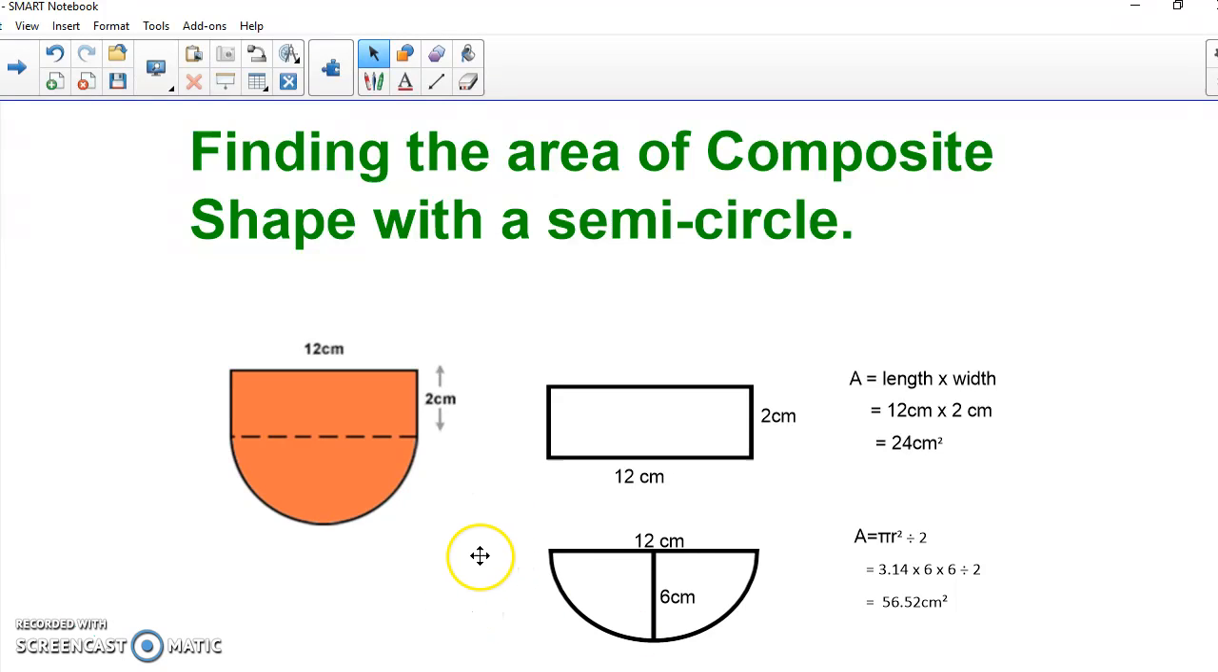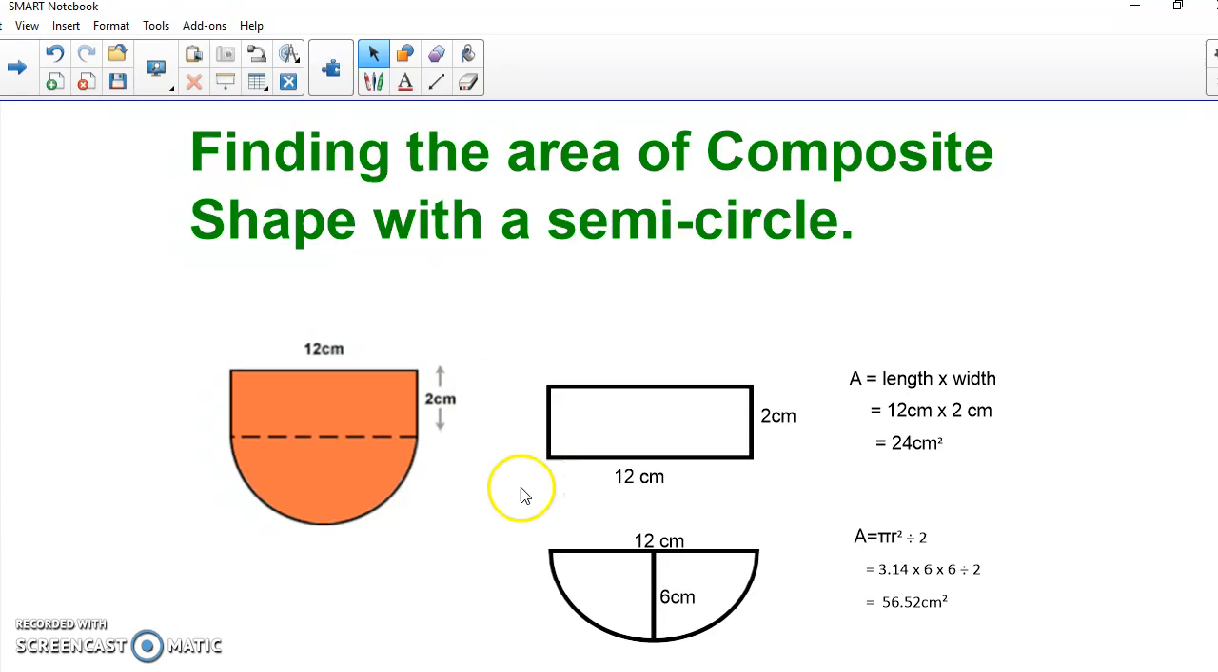So, here's a shape given with two different shapes. It's okay to go ahead and separate the shapes if you see fit. So what I've done, I have separated this composite shape into a rectangle and a semicircle. Then I'll go ahead and find the area of both.